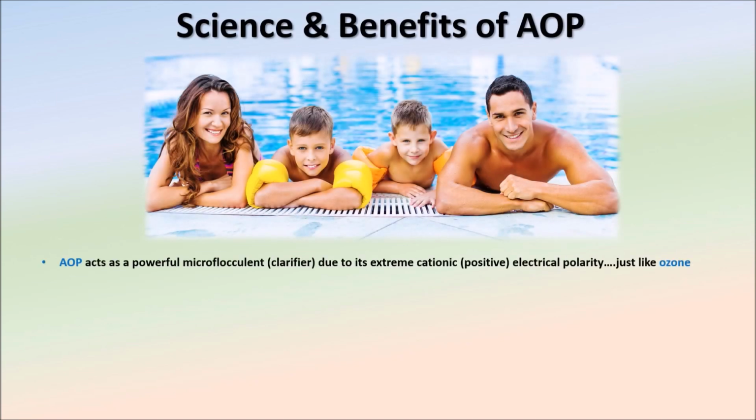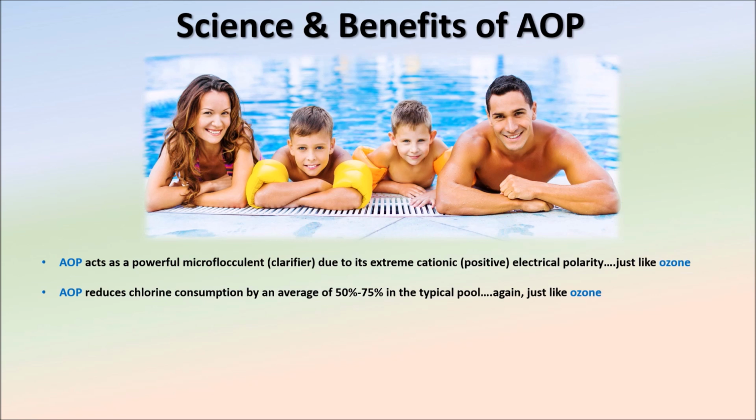AOP is also a powerful clarifier due to its extreme positive electrical polarity, but so is ozone. And again, just like ozone, AOP reduces chlorine consumption by an average of 50 to 75% in the typical pool. So, if ozone can do all these things on its own, why would we want or need AOP? Well, the truth is, there's nothing wrong with using ozone as a supplementary oxidizer in a swimming pool, just as we have for decades. Ozone is 50 times more powerful than chlorine and is 300 times more reactive, or faster, than chlorine is as well.